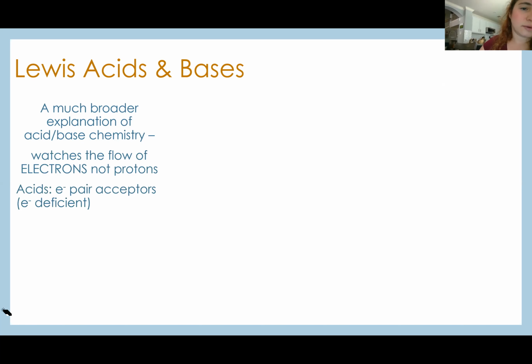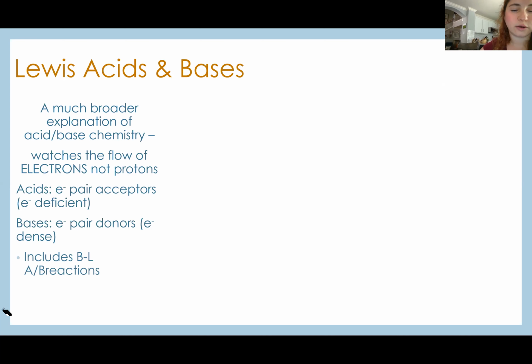So in a Lewis acid-base definition, the acids are electron pair acceptors, meaning they are electron deficient. So they may have a positive charge or a partial positive, such as a proton. Bases are electron pair donors. They are electron dense. And this will encompass Bronsted-Lowry acid-base reactions.